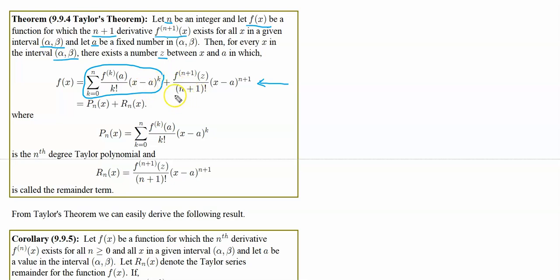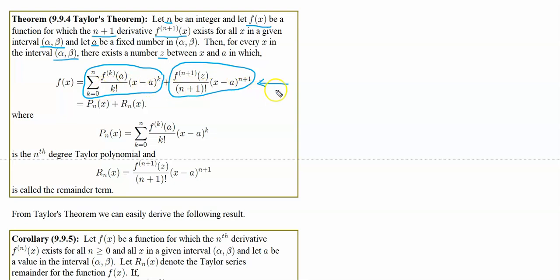plus, and this right here we call our remainder term. Now notice how this is written. It's the n plus first derivative of f evaluated at some point z, and that z is going to be somewhere between x and a. We just don't know exactly where it is, but we do know it exists. Divided by n plus 1 factorial times x minus a to the n plus first power.